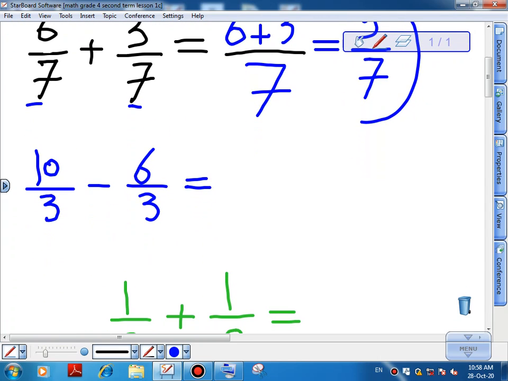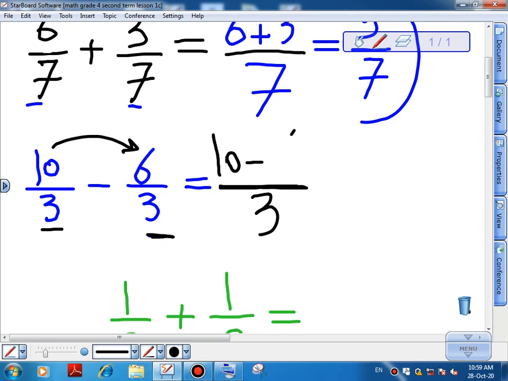And if we need to subtract another one, 10 over 3 minus 6 over 3, we have the same denominator, 3 and 3. Then 3 does not change. Okay, we look at the numerator, 10 minus 6. We don't subtract the denominators, 3 minus 3 is not right. The denominator will be 3, the same denominator. We only subtract the numerators. 10 minus 6 equals 4. So it will be 4 over 3, or 4/3.